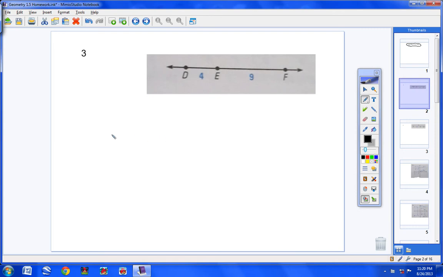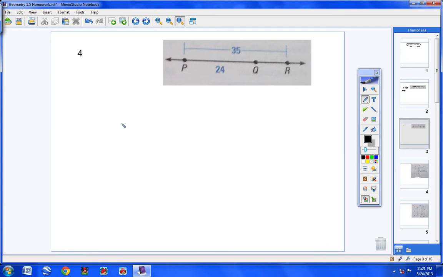Page 31, numbers 3 and 4 say the following: find the length. Now number 3, if you look in your book, they want you to find the length of DF. Notice D starts here and runs all the way to here, so they want us to find this whole segment. Notice they've broken it down in pieces. Piece DE has a length of 4, and piece EF has a length of 9. So DF, using the segment addition postulate, has to be 4 plus 9. So the length of DF has to be 13.